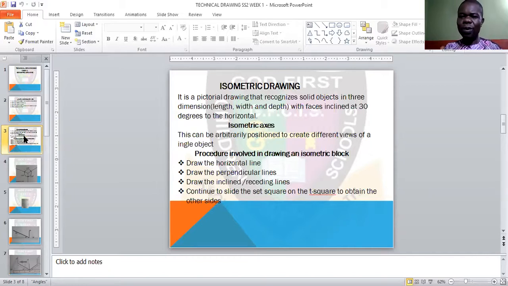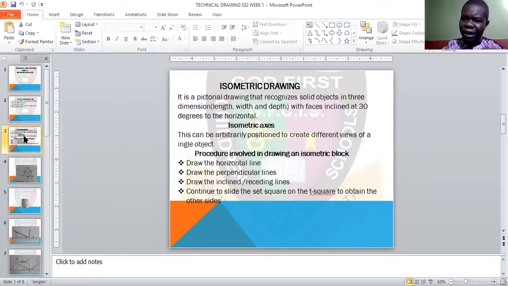Before then, we'll look at isometric axis. This one can be positioned to obtain or create different views of an object. There are 3 main positions of isometric axis. We look at it also pictorially or on a picture. Before we get there, let us look at how we proceed or draw an object in isometric. That is the procedure involved in drawing an isometric block.